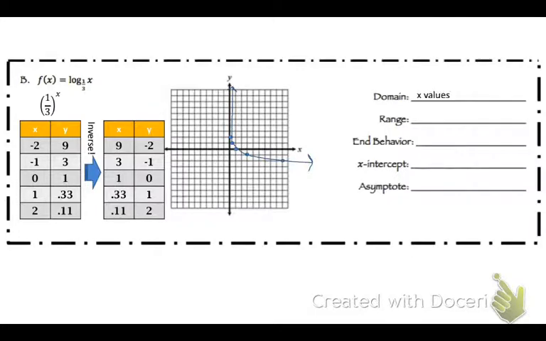Okay, now my domain is my x values. That's x is greater than 0. Range is my y values, all real numbers. End behavior, as x goes to 0, f of x goes to infinity. And as x goes to infinity, f of x goes to negative infinity. My x-intercept is 1, 0. My asymptote is the same as my domain, so x equals 0.